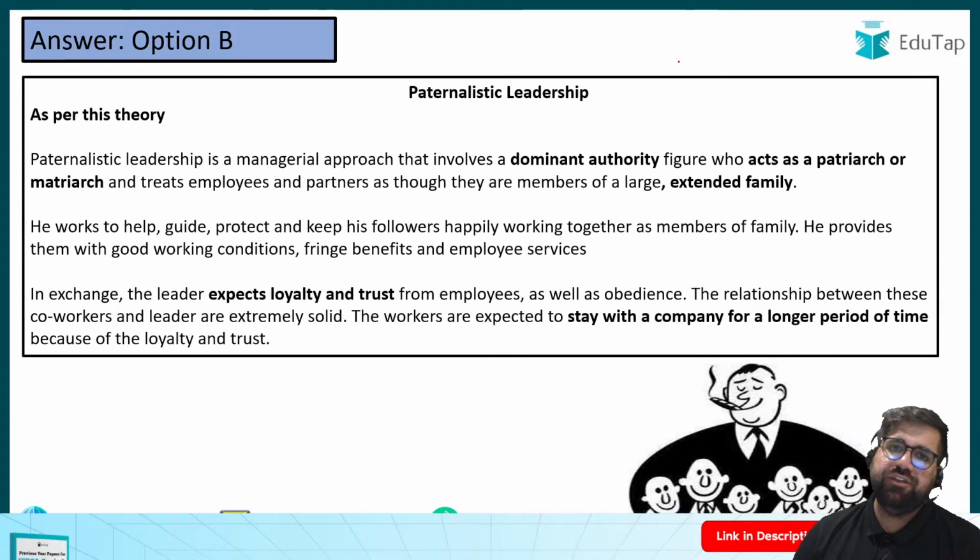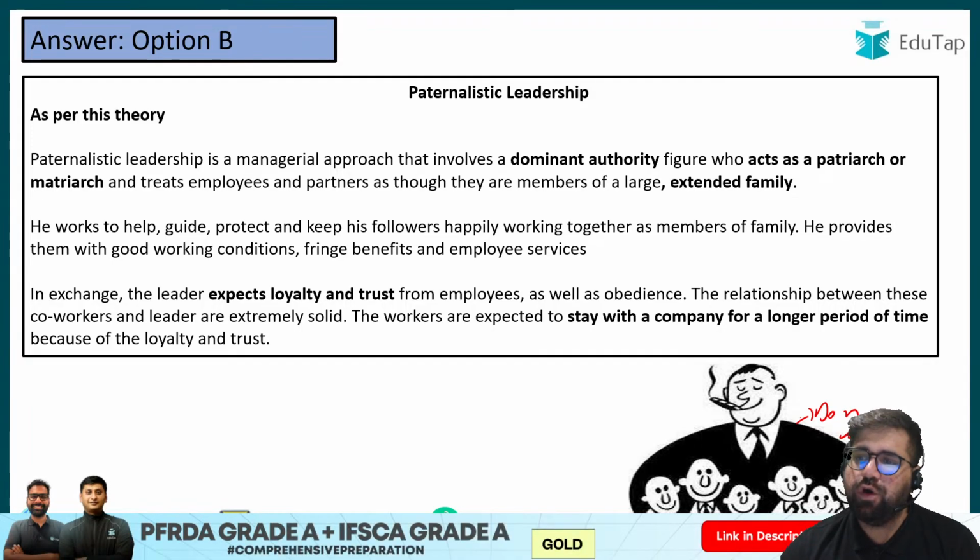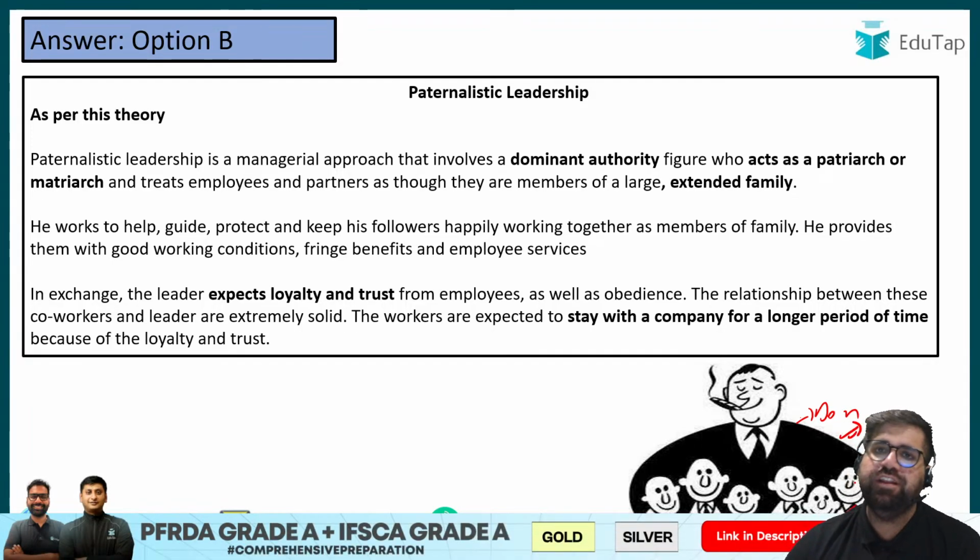So the correct answer will be option number B. So this is how a patriarchy looks like. You have a dominant authority who takes care of all the family members of the company.